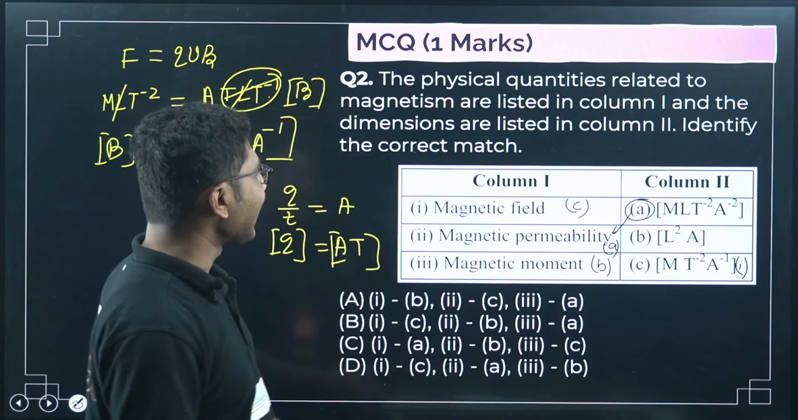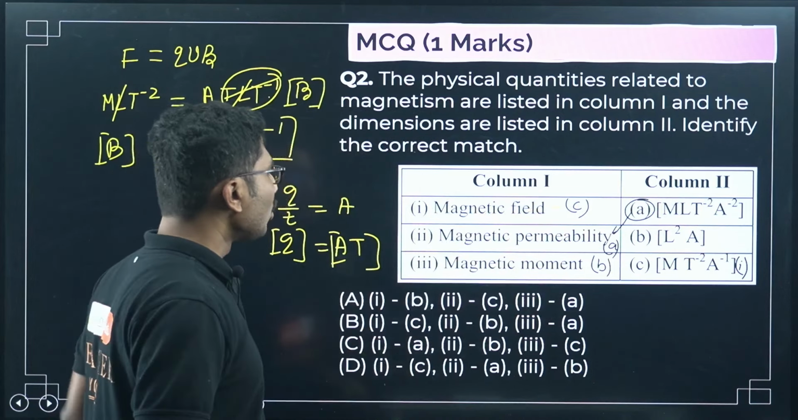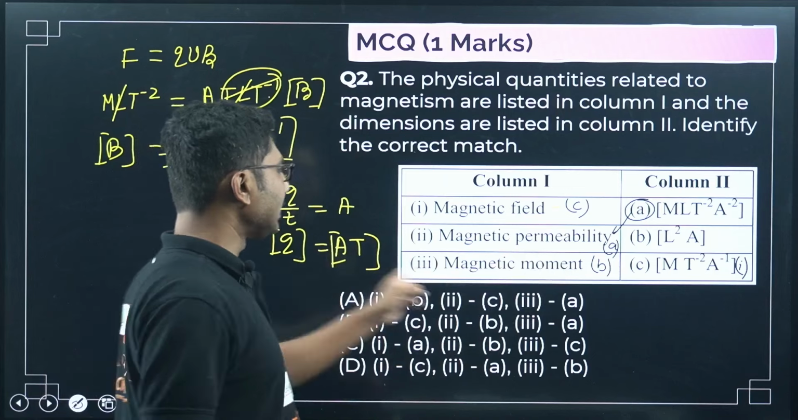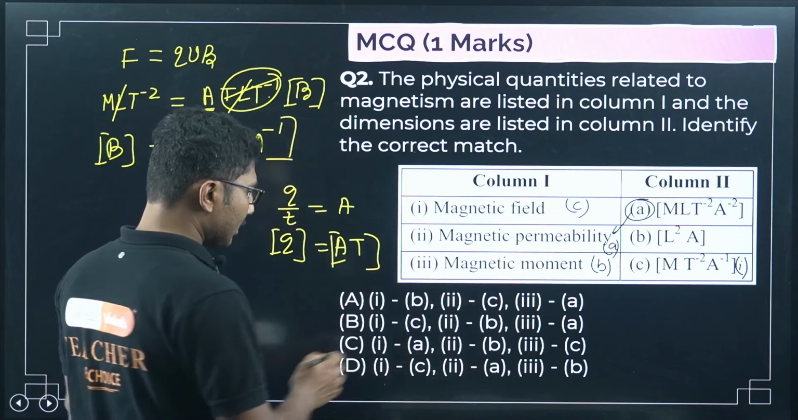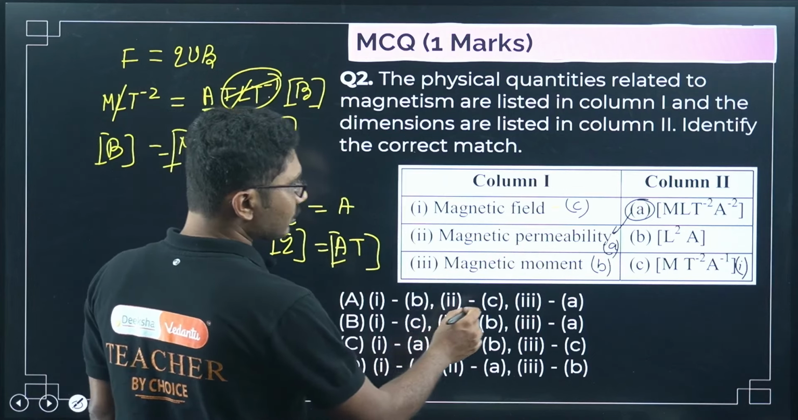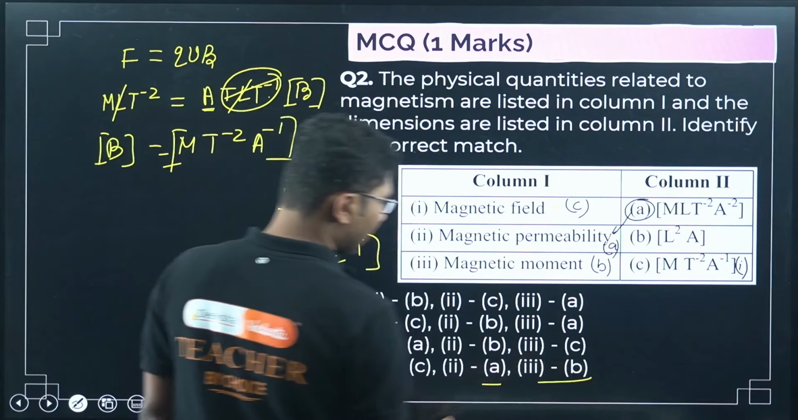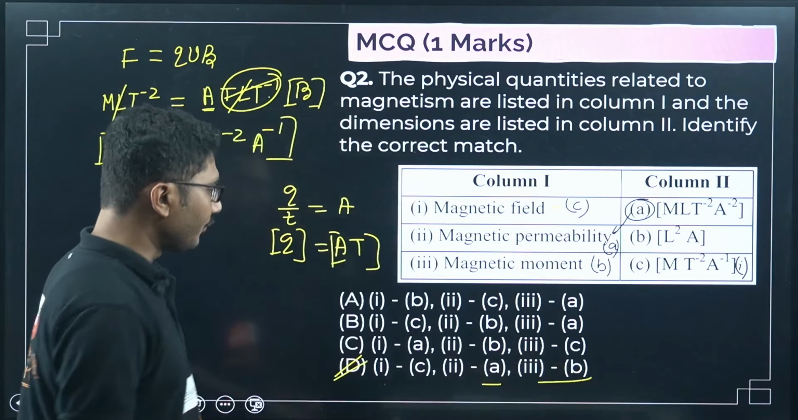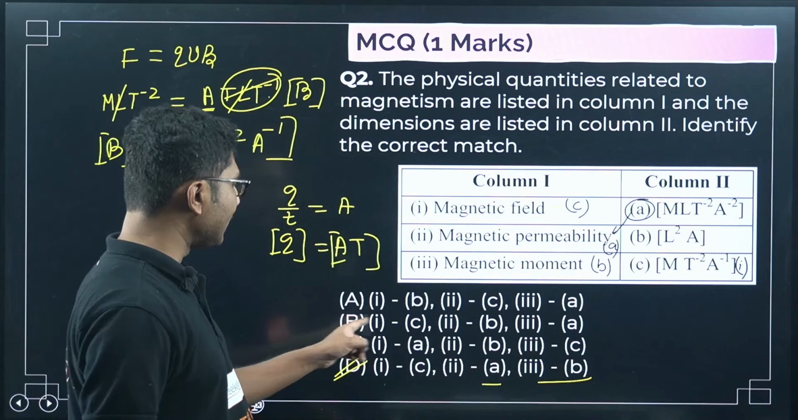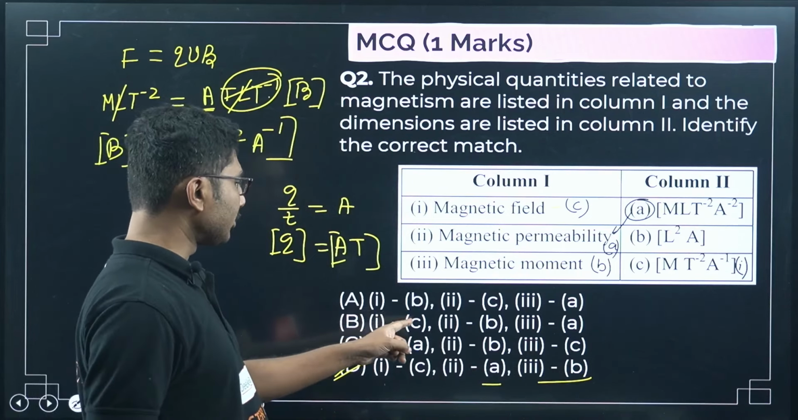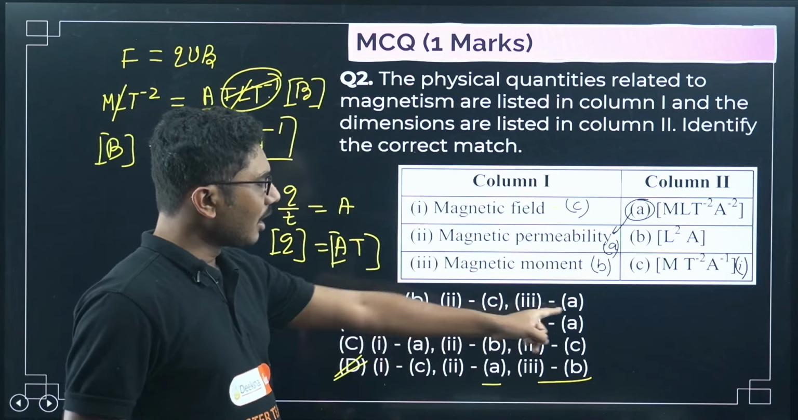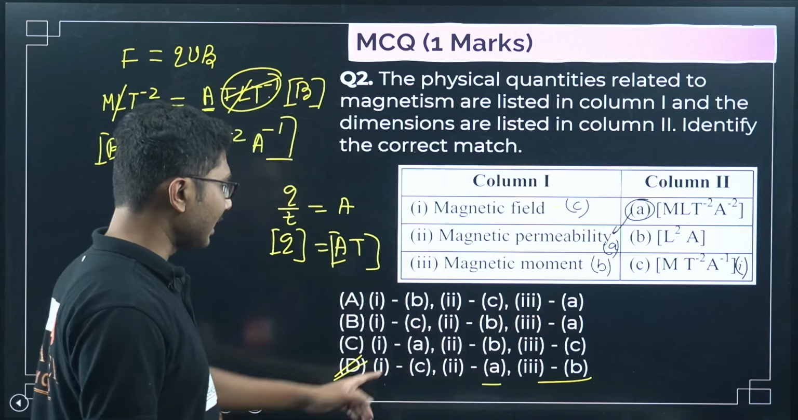So we can see that 1 equals C, 2 equals A, and 3 equals B. So the correct answer is option D. If you see, there is another option where 1 equals C is given, but here the other two options are wrong. So the correct answer will be option D.